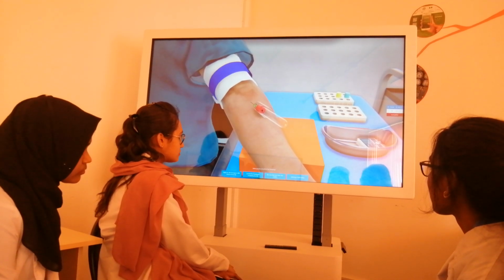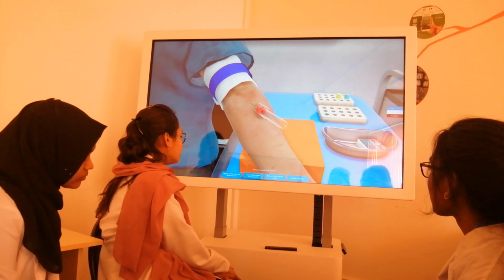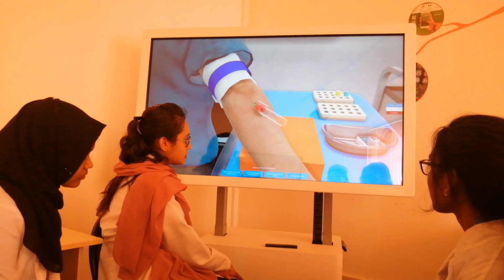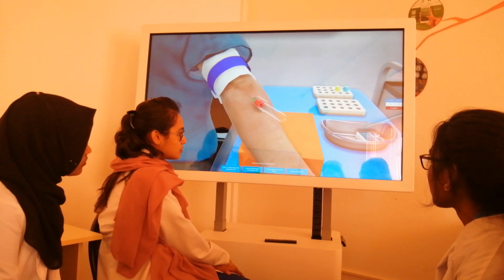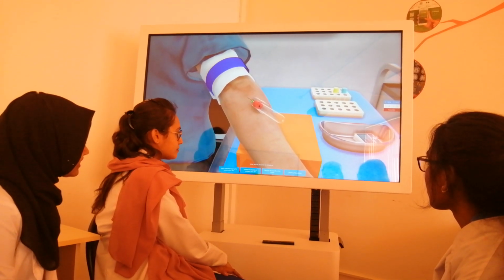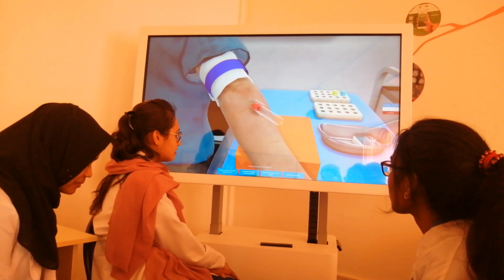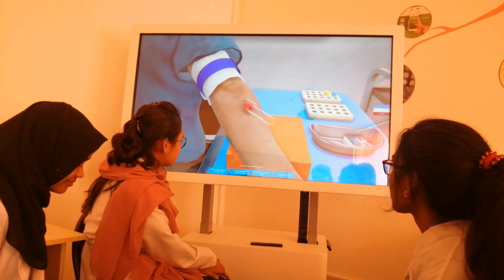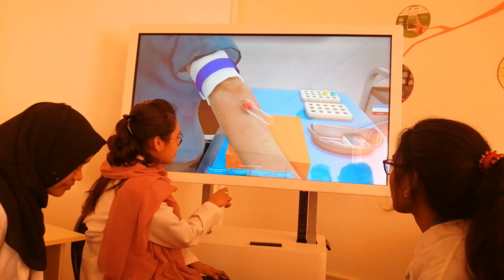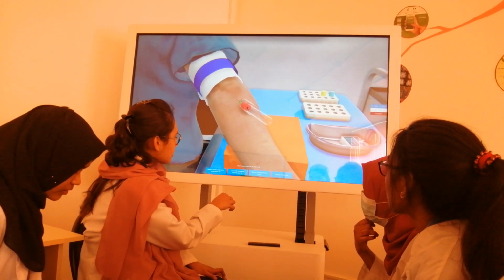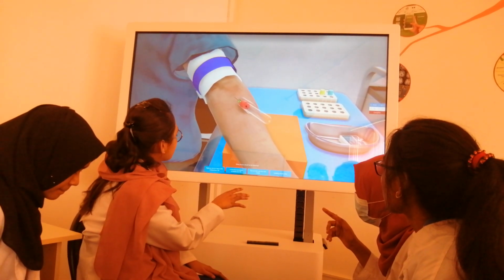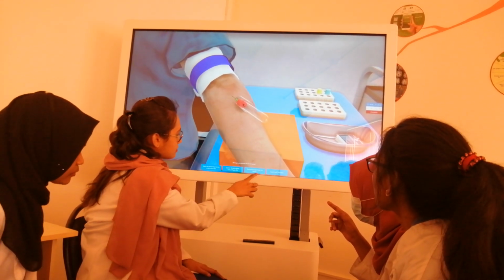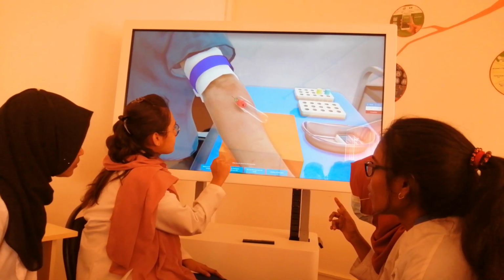What process should be the following? Apply an alcohol wipe to the vein puncture site, loosen the tourniquet, clench your fist, remove the tube from the holder, labeling of the test tubes.